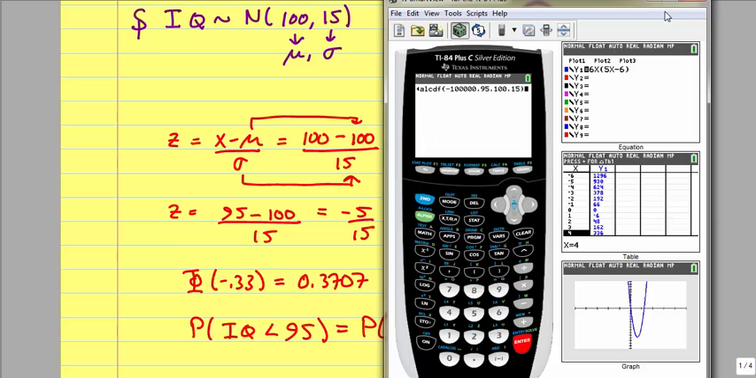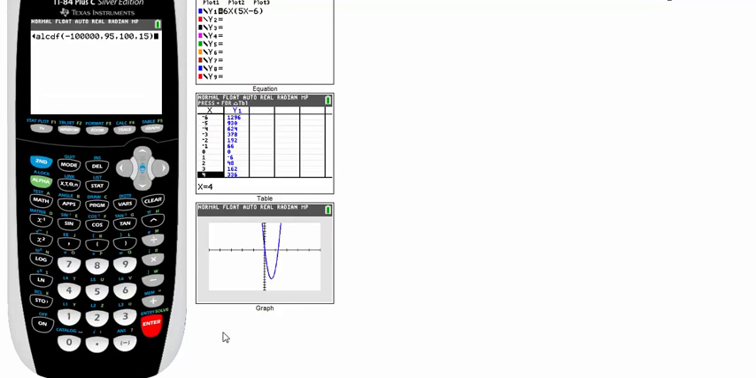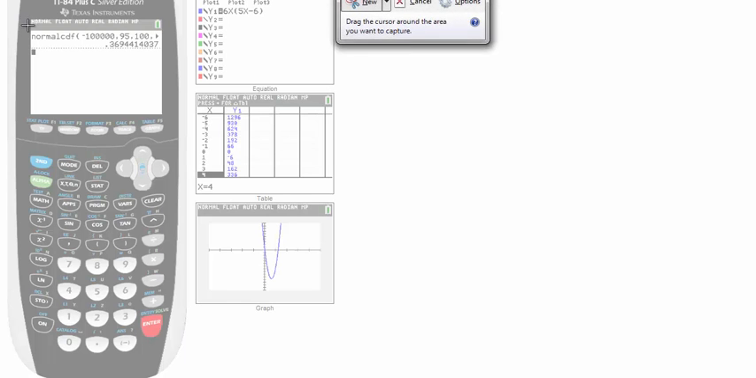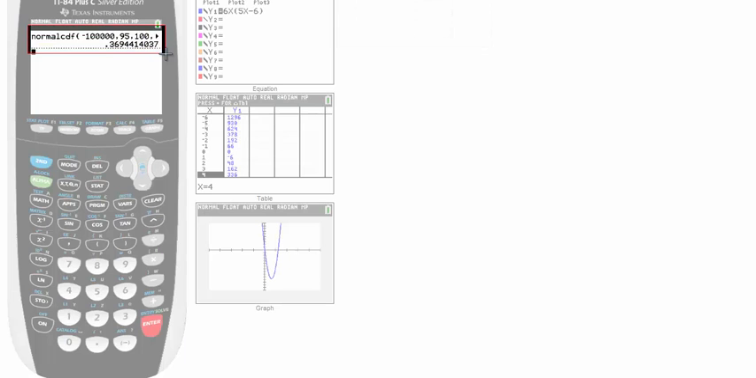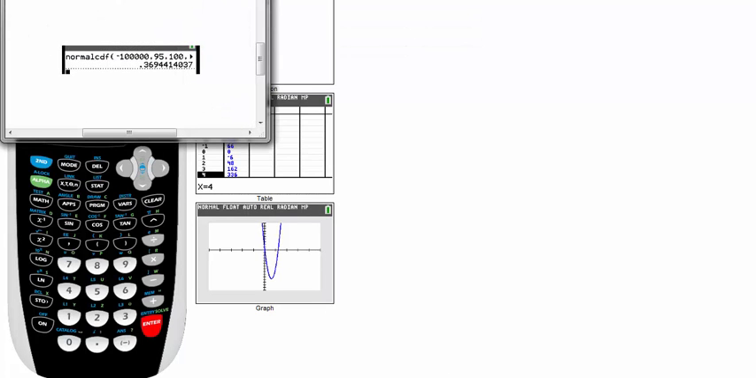Okay, so let's go ahead and look at our output. There's our command, normal CDF. Whoops, let's see what we have wrong here. Okay, what I had wrong is when I put in the negative 100,000, I used the subtraction sign instead of the negative, so I have to make sure I use that negative. Okay, once I evaluate that, I can see my solution here is 0.36944.